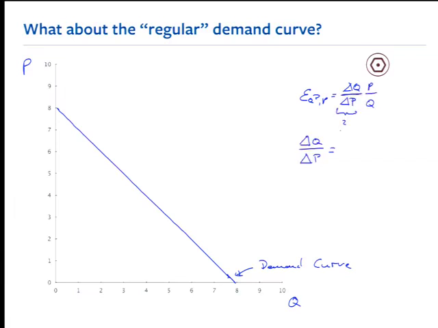Right? What if I go from 4 to 5? Well, quantity goes from 4 to 3, again it's -1. So the slope of the demand curve here is -1.